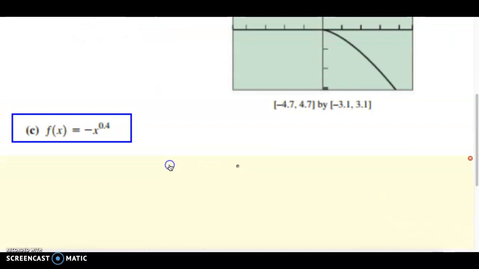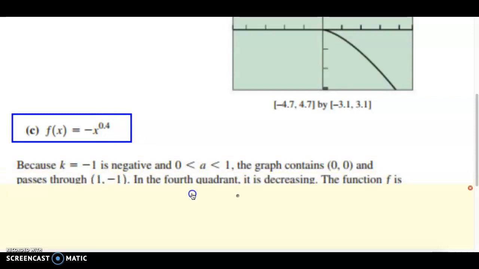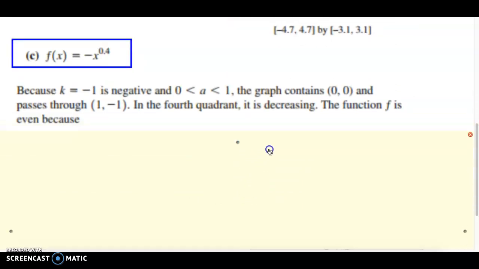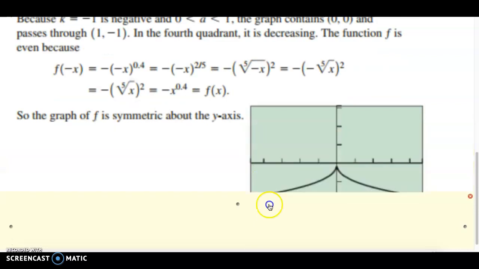The next one, negative x to the 0.4, our k value is negative 1. So our graph is going to contain the point (1, -1), and it's going to be in that fourth quadrant since k was less than 0, which makes our function decreasing. It is even because that is an exponent of 2/5. So if we look at that graph here, we see that our function is in the fourth quadrant, reflected across the y-axis because it's even, and contains the point (1, -1).